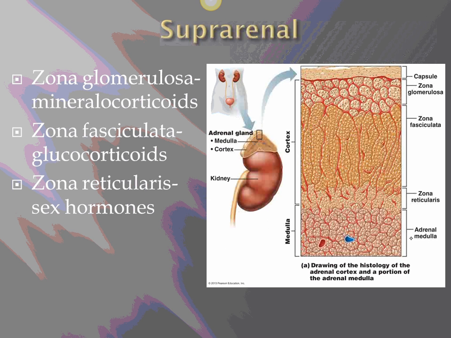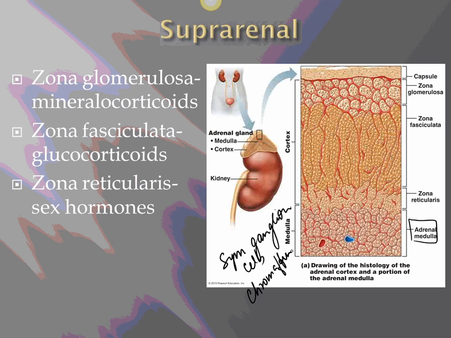And then when we look at the medulla, which you can see here, this is the medulla. The cells are called sympathetic ganglion cells. So it is connected to the sympathetic nervous system. They have sympathetic ganglion cells, or these are also known as chromaffin cells. And just like the sympathetic nervous system, this area produces epinephrine and norepinephrine, of which epinephrine is more predominant.